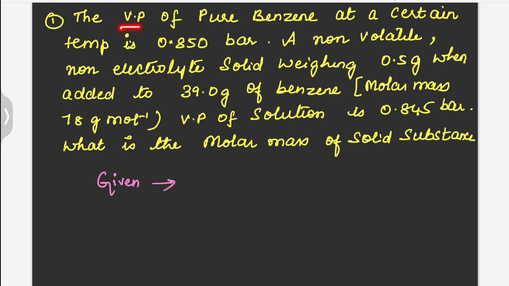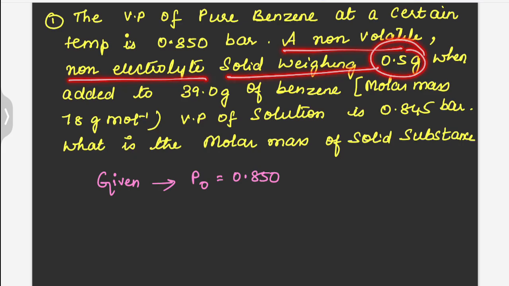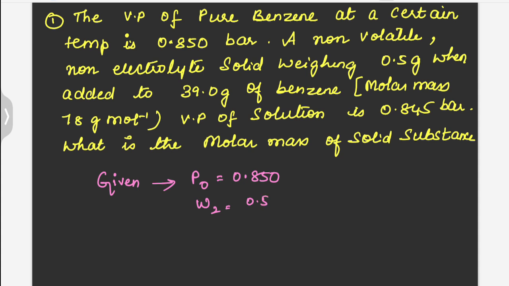So you can see here the vapor pressure of pure benzene at a certain temperature is 0.850 bar. So what is given is vapor pressure of pure benzene. Pure benzene meaning here they have given vapor pressure of pure solvent P naught is equal to 0.850. And then a non-volatile, non-electrolyte solid weighing 0.5 gram, that is weight of solute W2 is given as 0.5 grams, is added to 39 grams of benzene. So weight of solvent is given as 39.0 gram benzene.